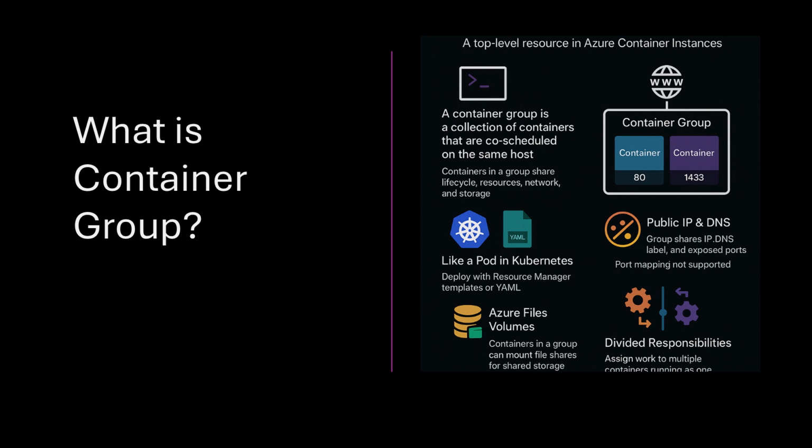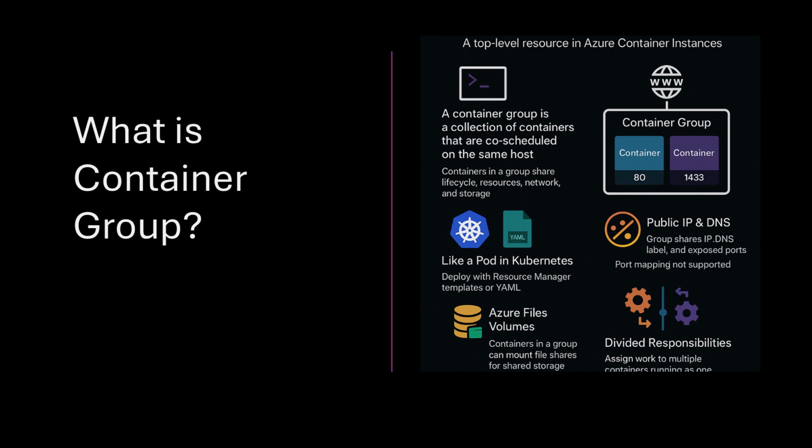When your container group needs to be reachable from the outside world, Azure gives it a single public IP address with a DNS label. All containers in the group share this IP and DNS name, and they can listen on one or more shared ports. But here's something important to remember. Port mapping is not supported.